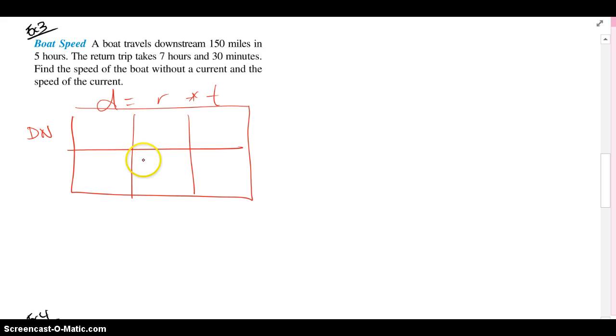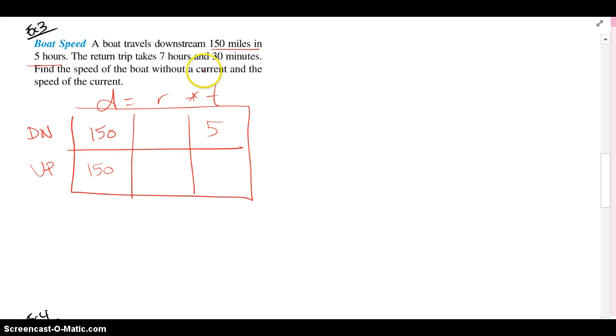So I guess if it goes down, then it's going to come back up, let's say. Find the speed of the boat without a current and the speed of the current. So let's fill in the info we know. The boat goes down and the mileage is 150 miles and the time is 5 hours. Then the boat comes back up. They don't tell us, but I have to assume that it comes back up the same way, so distance is 150. The time this time is 7.5 hours.